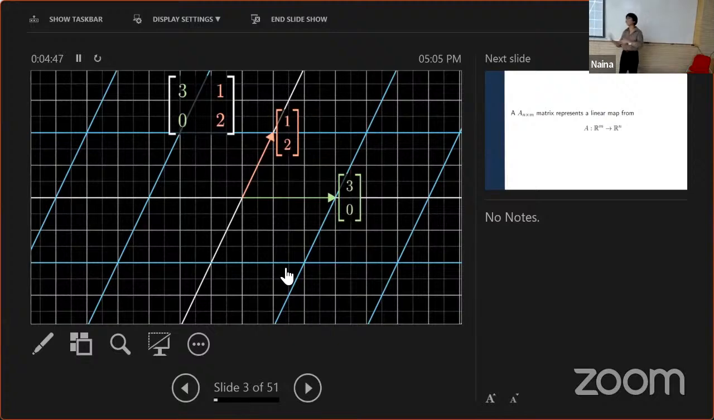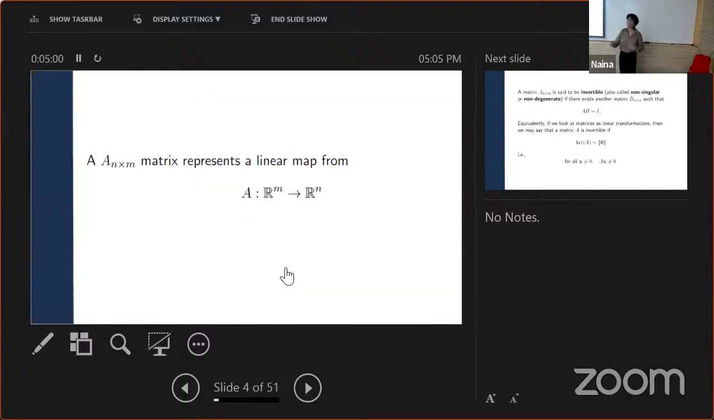Whoever has taken a linear algebra course would know that you can represent every linear transformation in the form of a matrix, and vice versa, every matrix represents a linear transformation. If I generalize this to higher dimensions, then any n cross n matrix represents a linear map from Rn to Rn.